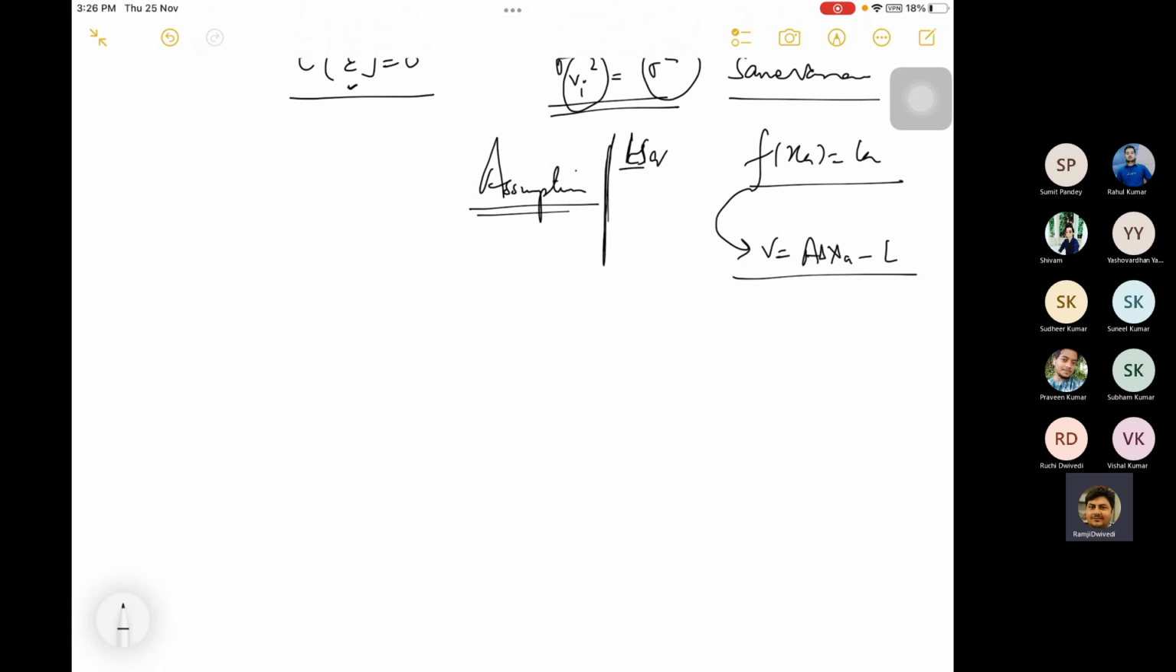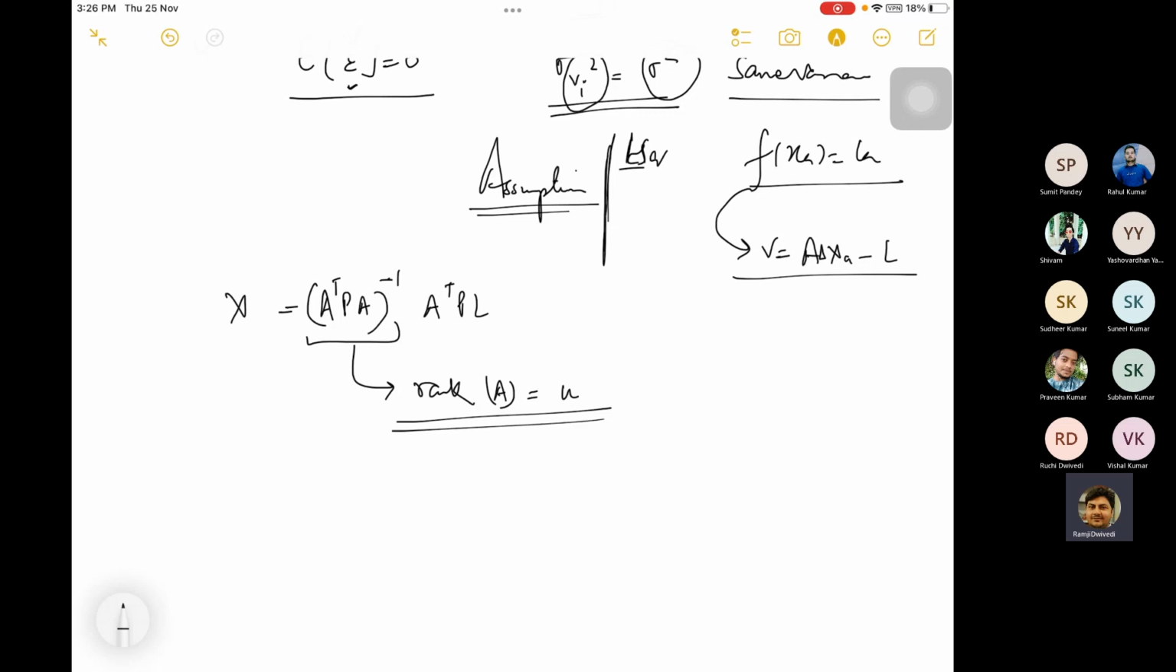Then after this, we also told you that (A^T P A)^-1 A^T P L is the solution for X. We derived this, isn't it? But in this case, it is expected that the rank of your A should be equal to the number of parameters, and this matrix should not be ill conditioned.